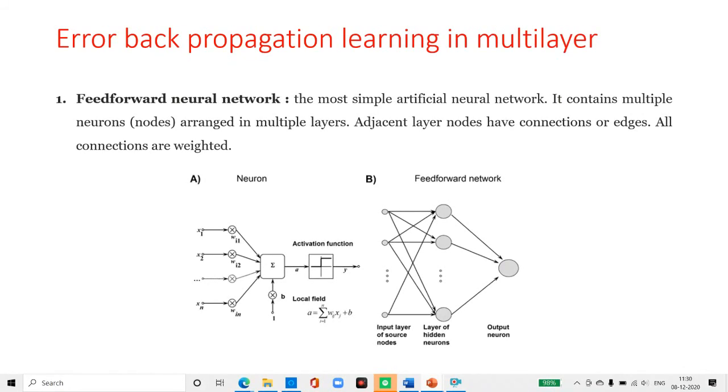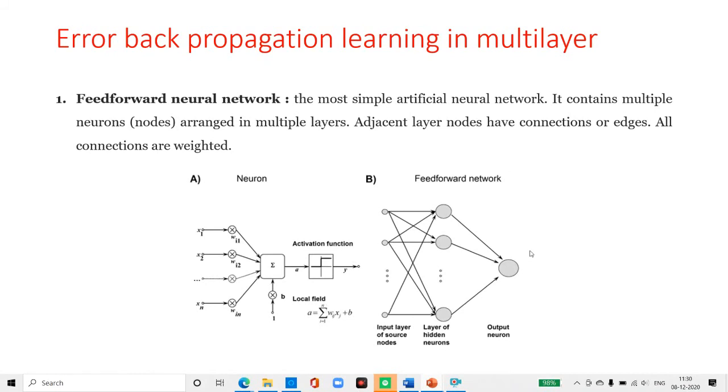A feed-forward neural network is an artificial neural network where the nodes never form a cycle. This kind of neural network has an input layer, hidden layer, and output layer. Here the simple neuron looks like this: x1, x2 up to xn with some weights and a summation function, with one bias added. The bias input value is 1. Applying some activation function on the net input produces the output.